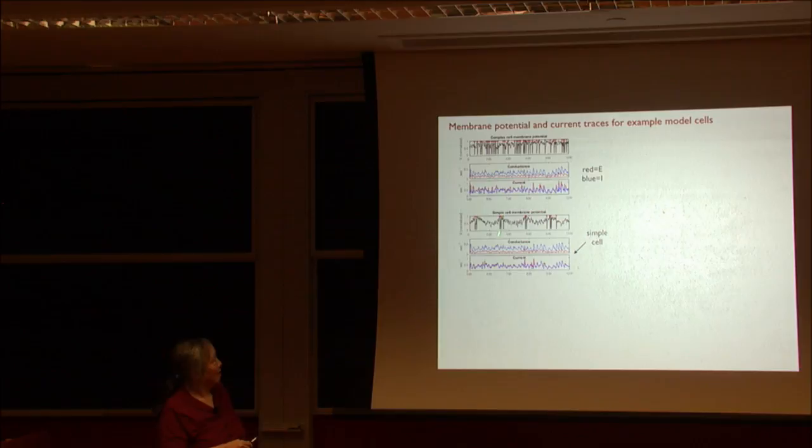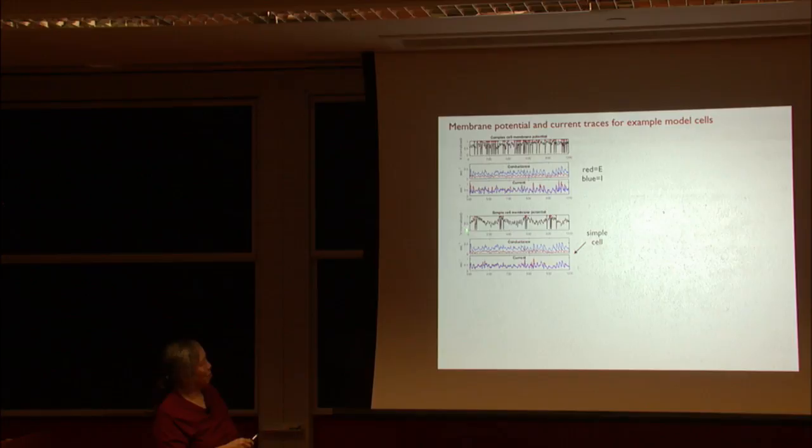Okay, so this is the last picture slide. We looked inside the model. I warn you that these things may not be correct. This is what the model says. But I'm very proud of these traces. These are the voltage traces of a simple cell and of a complex cell. My experimental colleagues cannot tell them apart from the real ones. They look exactly like this.